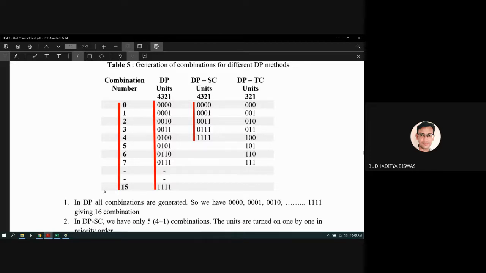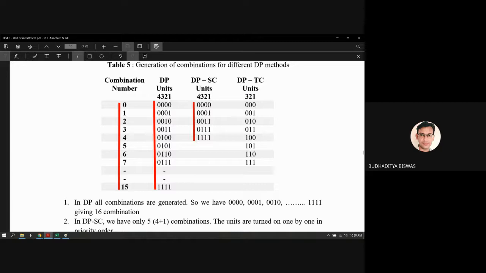So that means among the 16 total possible combinations, we are not handling all 16 equations at a time. From the 16, we assume something and make it 5, and with these 5 we are finding the optimum solution, that is, the sub-optimum unit commitment problem solution. Then come to the DPTC.